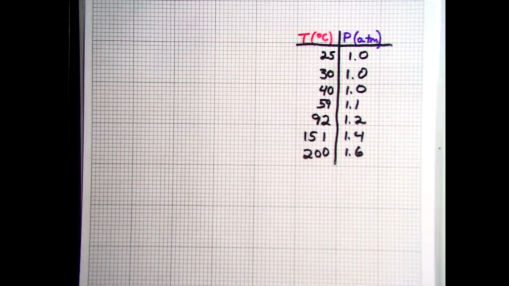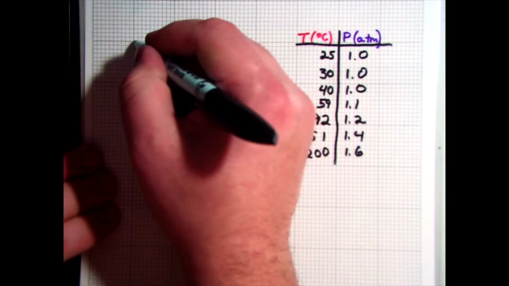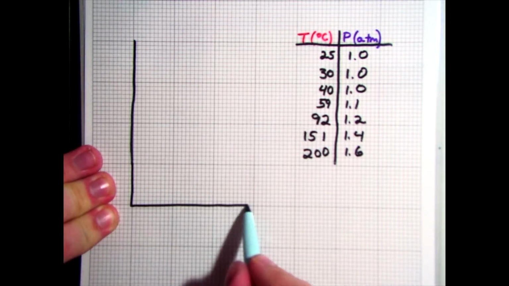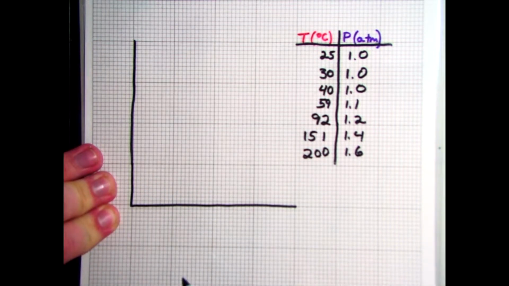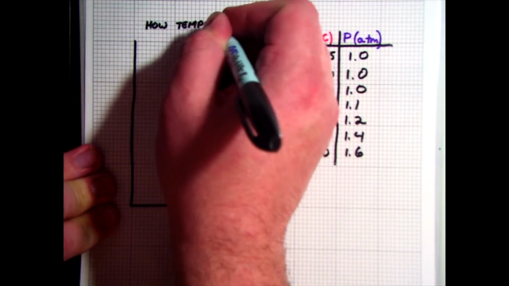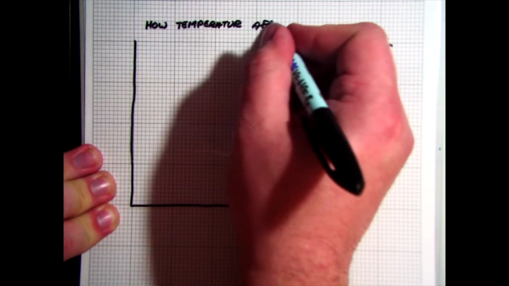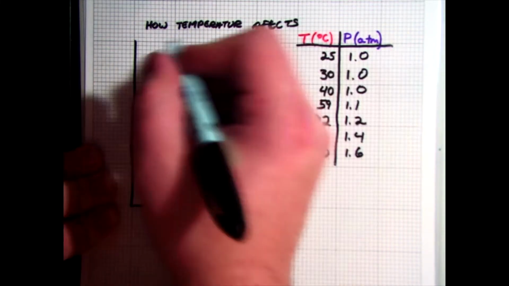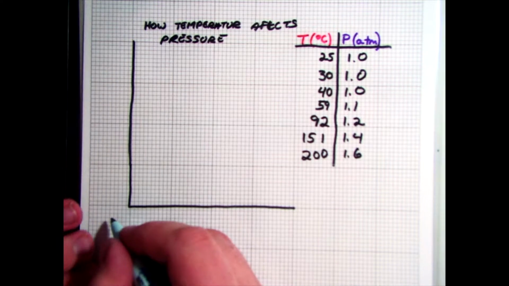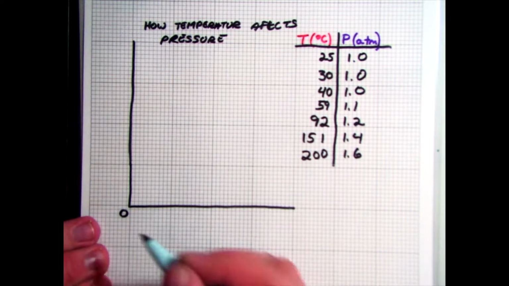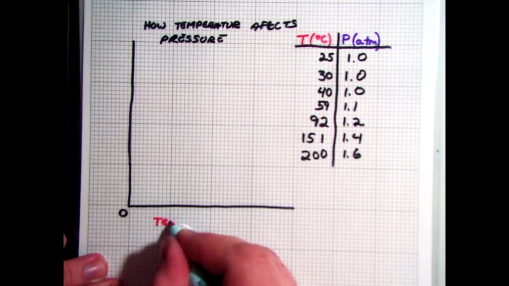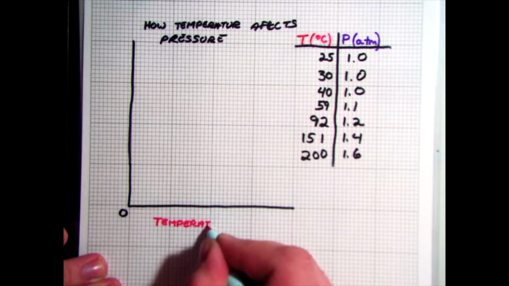Just having a table, though, doesn't really give me that much information. In order to really understand the relationship between temperature and pressure, I need to make a graph. And when making that graph, I'm going to make sure that it has all the important parts, like a title, in this case, how temperature affects pressure. I could be more creative, but I'm not. And I also need to make sure I label my axes. Also remembering that each axis not only needs a label, but also a unit for that label as well.